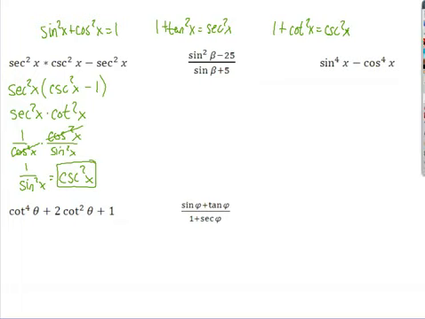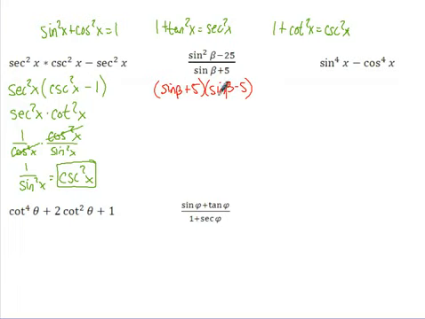In the second example, I have sine squared beta minus 25 over sine beta plus 5. You definitely can't use the Pythagorean identities there, but in the numerator we have a difference of squares. I can factor that to the sine of beta plus 5 times the sine of beta minus 5. It's the difference of squares, and if you're not sure about your factoring, you can always distribute or FOIL these back through and see if you get back where you started.